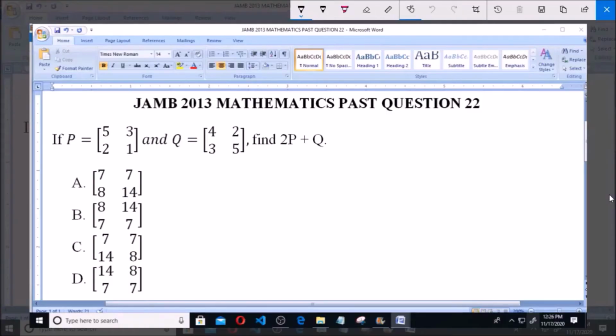Hello, good day and welcome. I'll be answering JAMB 2013 Mathematics Past Question 22. If P is equal to a 2 by 2 matrix of 5, 3, 2, and 1, and Q is 4, 2, 3, 5, find 2P plus Q.